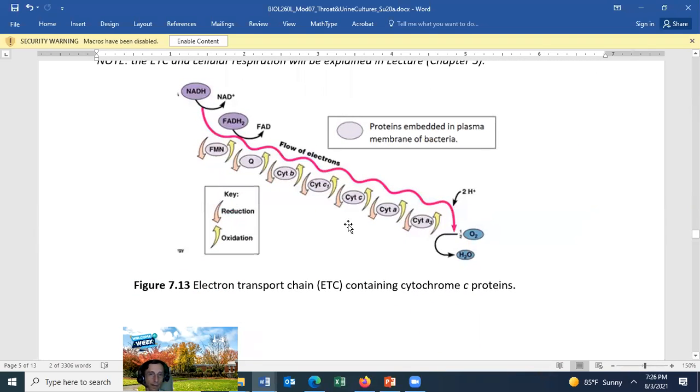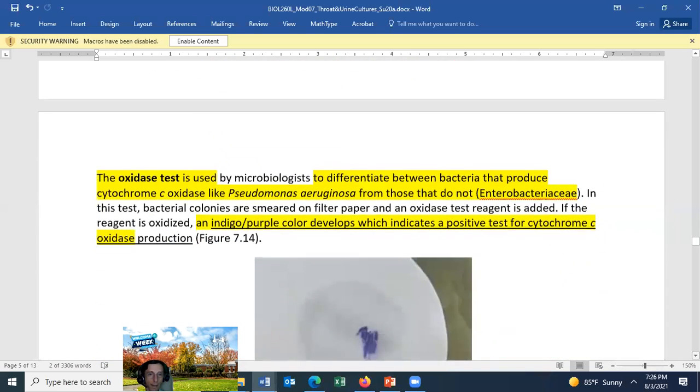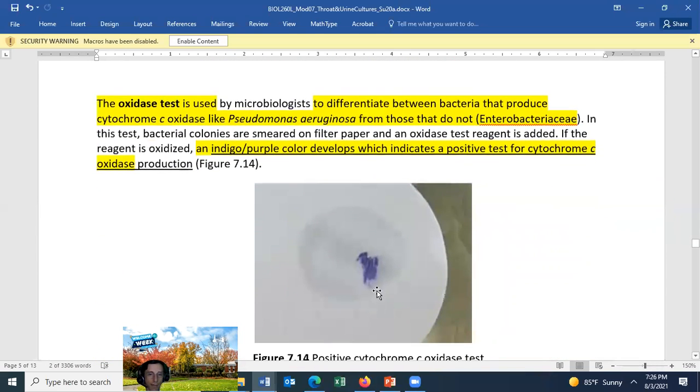Oxidase positive means an organism that has the enzyme cytochrome C, so that's what we're looking for. In the oxidase test, the reagent will turn purple in the presence of the enzyme oxidase. So the Enterobacteriaceae will be oxidase negative, meaning they'll have no color. And then Pseudomonas aeruginosa, as well as any Pseudomonaceae, will be oxidase positive, and they will turn purple from the oxidase test.